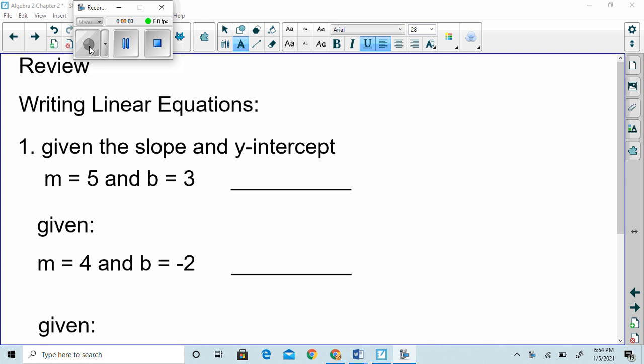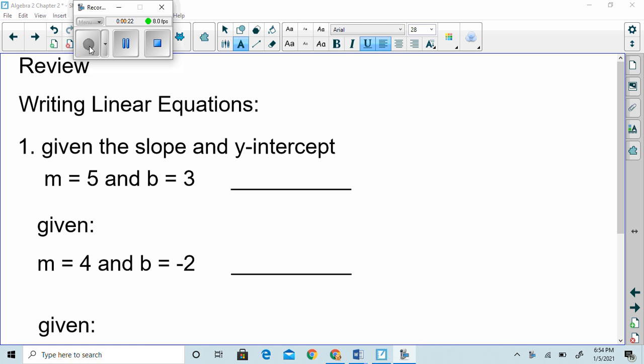The review for our chapter test will also be a good review for the midterm. We're starting off by writing linear equations. Now this is just half of chapter 2, but these were some of the topics since our last exam.